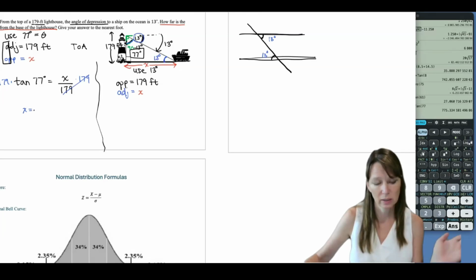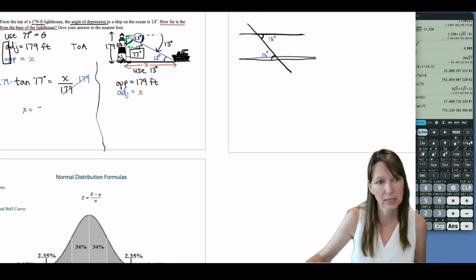X, or that horizontal distance, is going to be 775. They asked us to round it to the nearest foot. So we can just say approximately 775 feet, okay, from the ship to the base of the lighthouse.